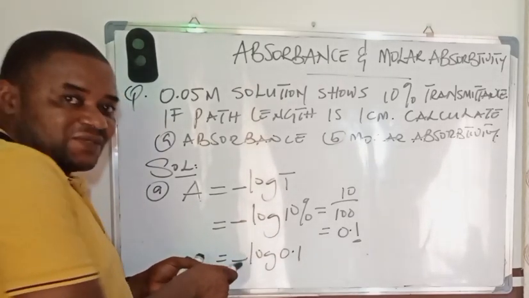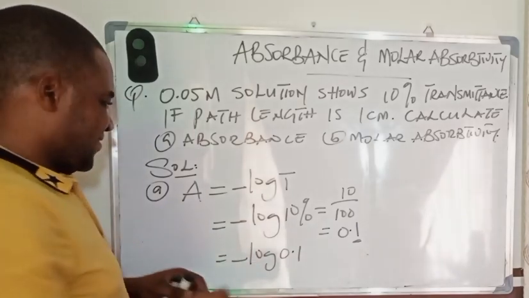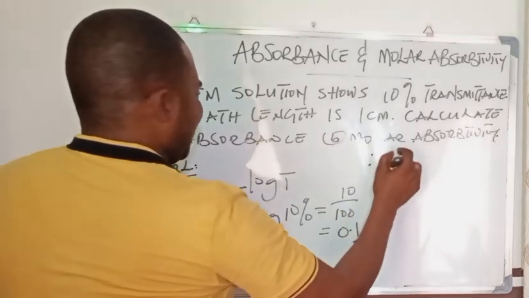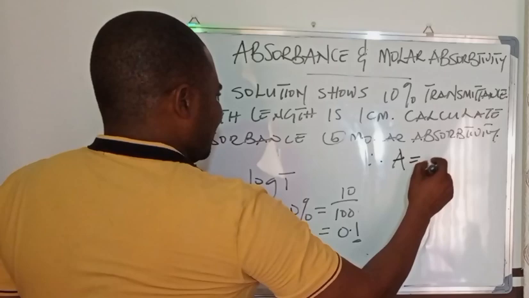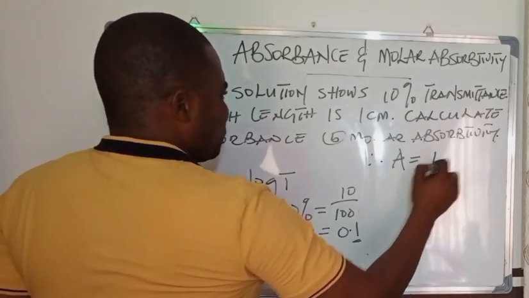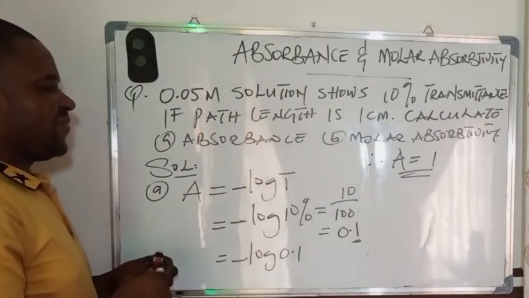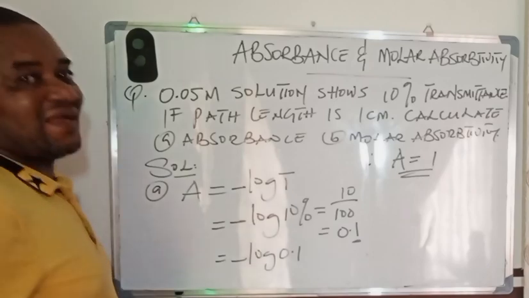Minus 1 times minus will give you plus 1. So that means that therefore our absorbance is equals to what? Is equals to 1. That is it. Our absorbance is equals to 1. It's as simple as that.